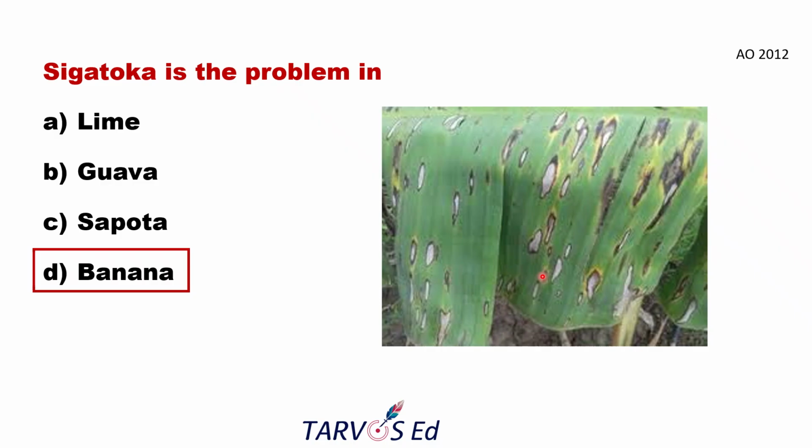So the leaf spot disease infecting banana is Sigatoka leaf spot. There will be elongated or elliptical leaf spots, ash to grayish in color with a brown margin. Later on, the spots will merge and coalesce, dry, and cause loss in yield.